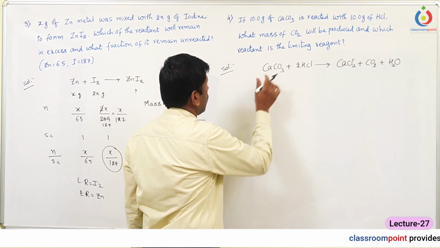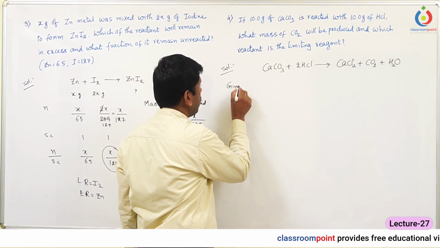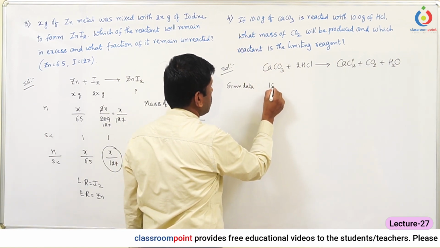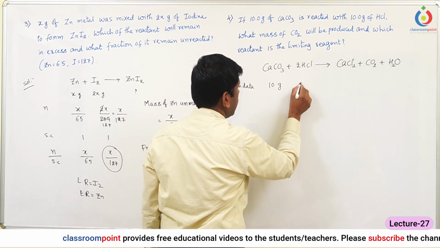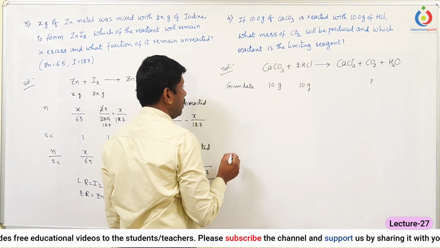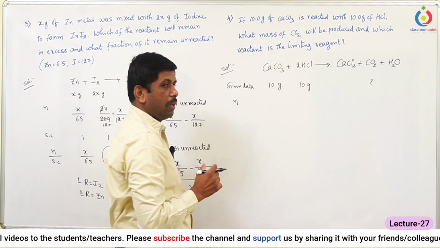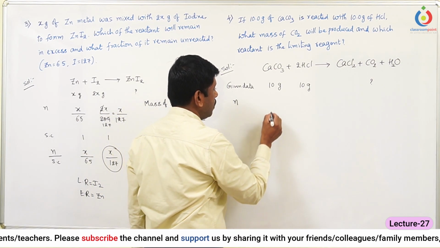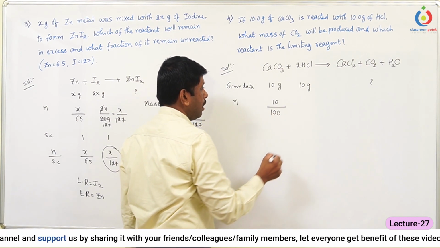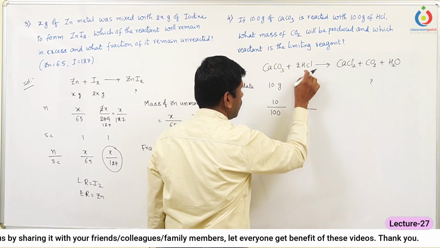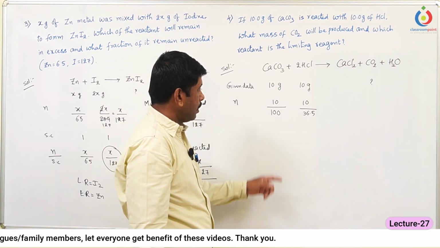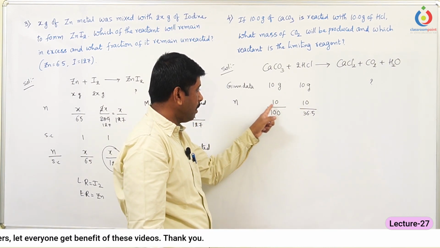First of all, let us write down the given data. 10 grams of calcium carbonate reacts with 10 grams of HCl. We don't know how much is going to be produced here. Then calculate the number of moles of both of these reactants. How to calculate number of moles? Given mass by molecular mass. The molecular mass of the calcium carbonate is 100, whereas for HCl it is 36.5, so 10 by 36.5. Both are having the same numerator value, and the denominator value is higher here.